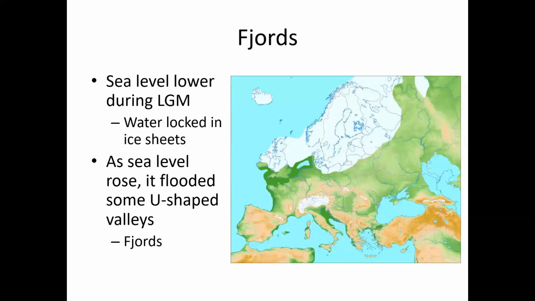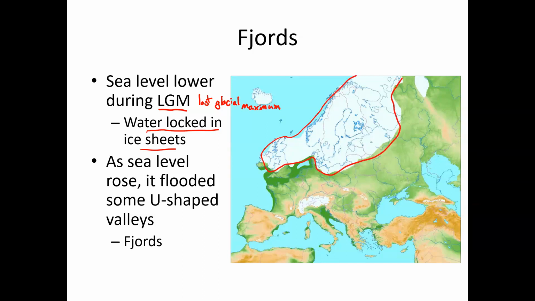Fjords occur because sea level was lower during the LGM, that is last glacial maximum. So the last time that the glaciers were at their maximum extent, sea level was much lower. Why is that? Because the water that used to be in the ocean is locked up in these ice sheets. So here's an example of how far that ice sheet would have extended. And as a result, sea level is much lower.